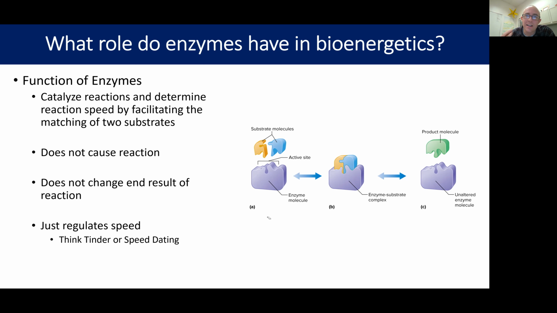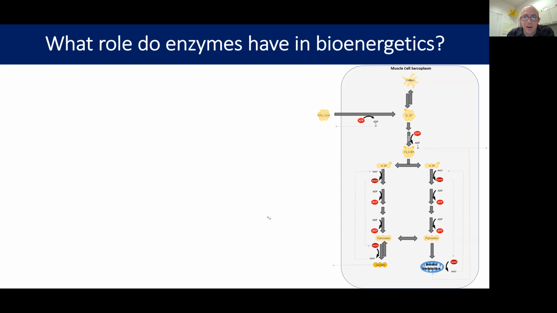They don't change the reaction. It's not going to force you to marry someone that you're not compatible with. This is the same thing with enzymes. They don't make things interact that wouldn't normally interact. They just make it happen faster. And because of that, we can go from glucose to pyruvate or lactate in a split second because of these enzymes. If we waited for it to happen on its own, we might be waiting years. So enzymes make these processes happen so much faster that it can sustain life. Without your enzymes, you're not going to live, right?